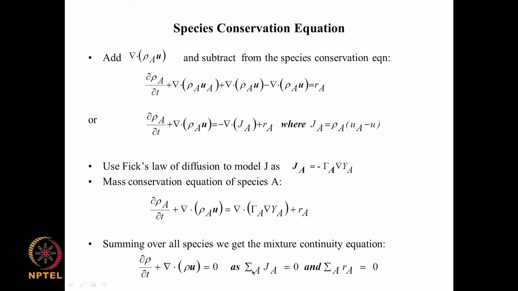Okay. So we have a species balance equation which is written in a form involving the mass fraction of species, and if you divide this whole thing by rho here, you get rho a by rho, which is y a here.